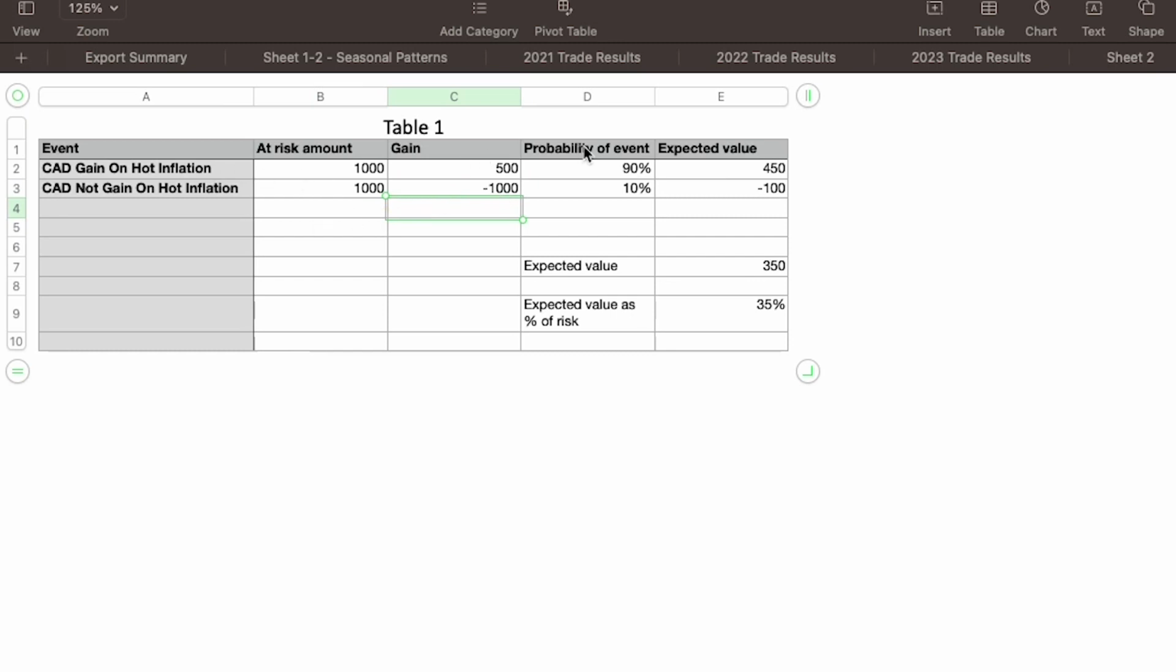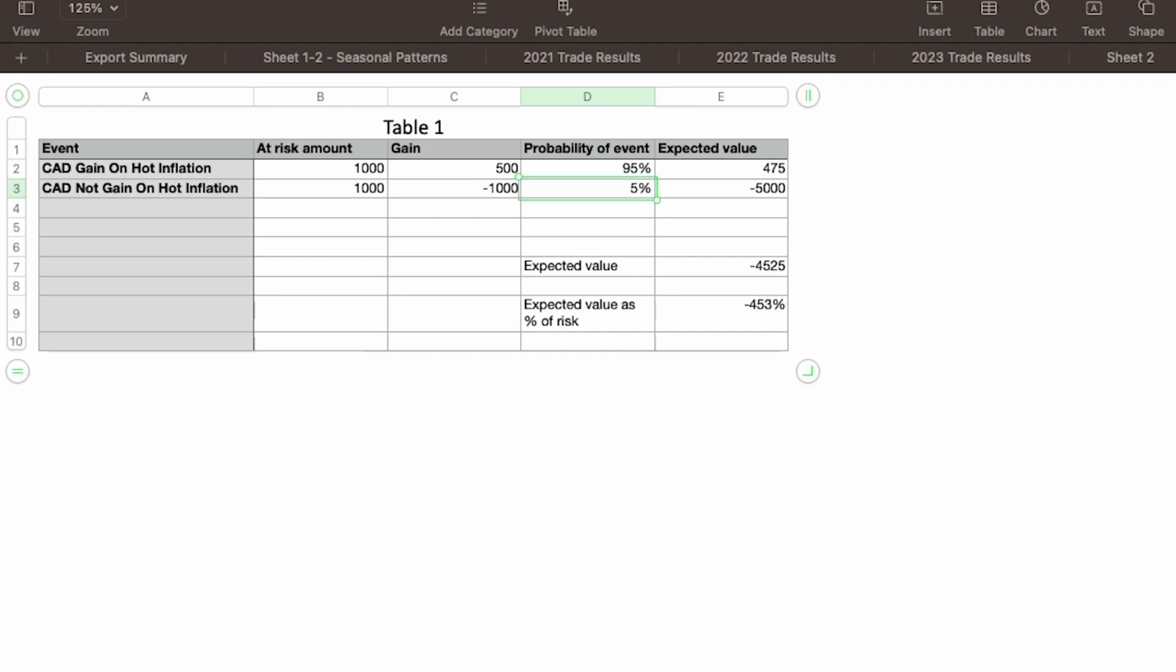Now we look at the probability of the event. If inflation is very hot, I would be extremely expectant for the Canadian dollar to gain, because it would increase expectations for higher interest rates from the Bank of Canada. You'd expect the CAD to rise. So what probability? I would say it's a 90% chance. So 9 times out of 10, I would expect the CAD to gain on hot inflation, and 1 in 10, I'd expect the Canadian dollar not to gain on hot inflation. Now, if I'm honest, I'd more expect it to be 95% of the time. I think that's a fairer expectation.